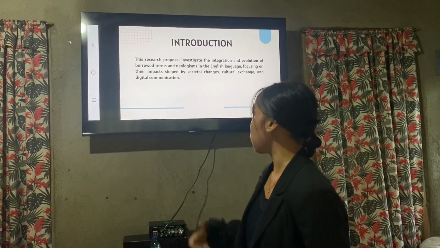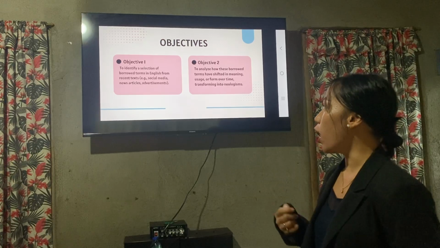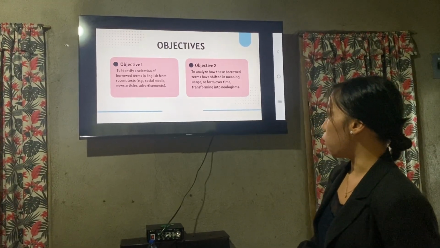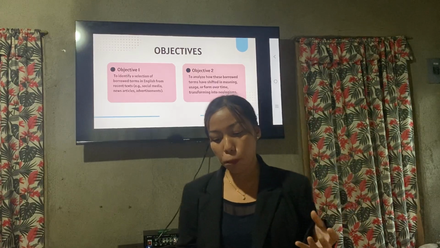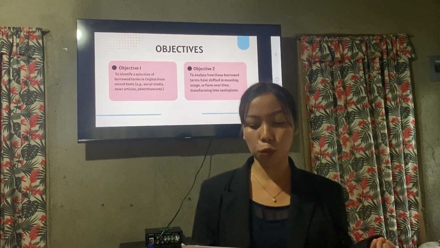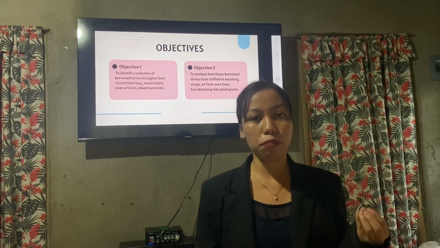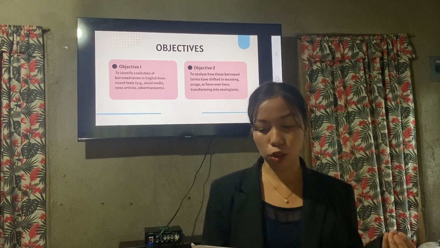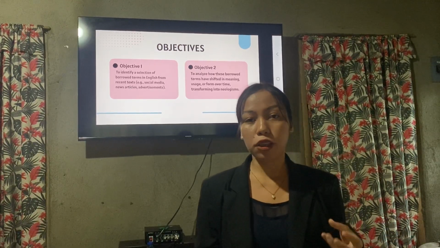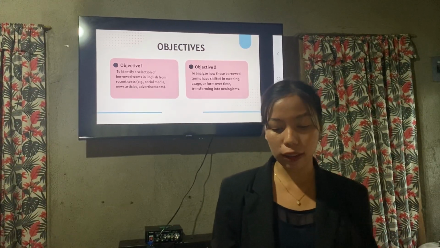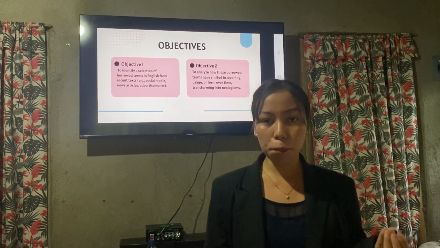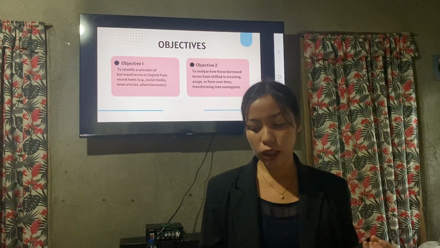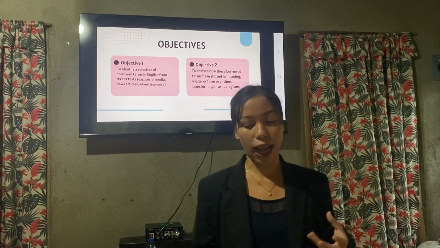Next is the objectives. Objective 1. To identify a selection of borrowed terms in English from recent text. This part focuses on finding words or phrases that have been adopted from other languages or cultures into English. These terms can often be traced back to contemporary sources such as social media posts, news articles, and advertisements.